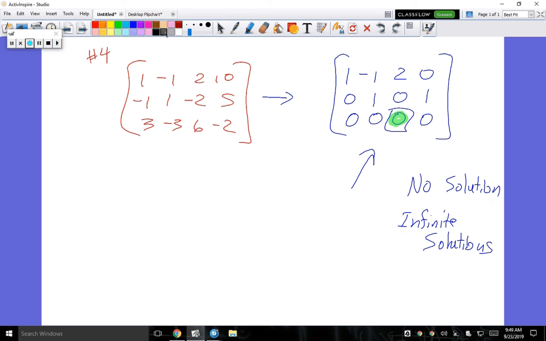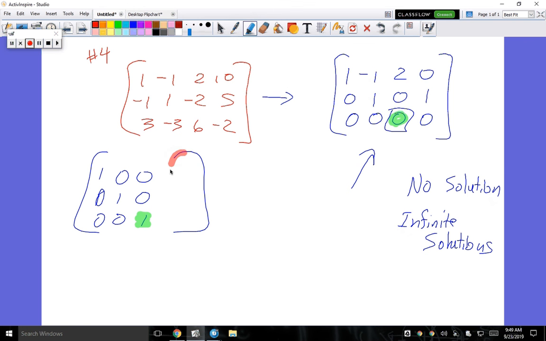If this is something other than 1, if it was 1, like the ones that we had earlier, 1, 0, 0, 1, or sorry, 0, 1, 0, 0, 0, 1. Guys, if this is 1, then there's only one answer. One answer. No infinite solutions, no solutions. There's one answer, and it would be whatever those numbers are.